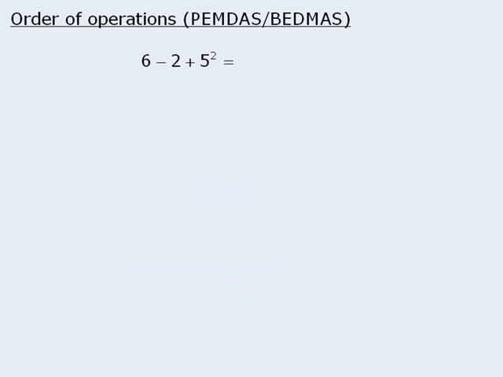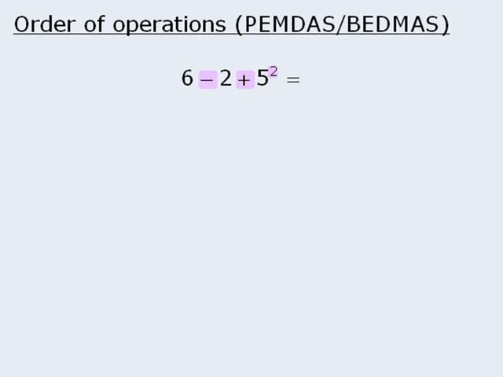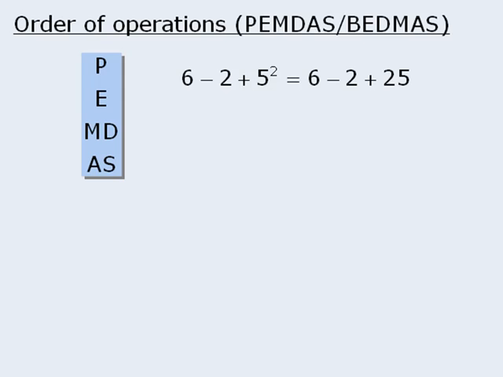Alright, let's try some questions. Here the operations are subtraction, addition, and exponent. According to our order of operations, we must evaluate the exponent first. Since 5 to the power of 2 is equal to 25, we can replace 5 to the power of 2 with 25. Now that we have taken care of the exponent, we have two operations remaining, addition and subtraction. Since addition and subtraction have the same level of importance, we must tackle them from left to right. So first we have 6 minus 2, which equals 4. Next, 4 plus 25 equals 29, so the entire expression evaluates to be 29.